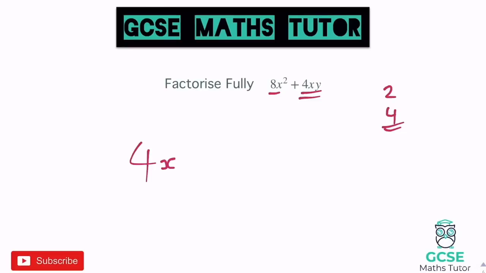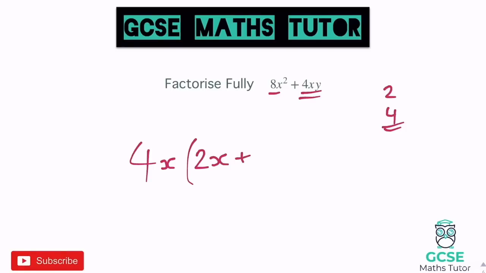So we've got 4x on the outside, they both divide by 4 and they both divide by x. So open up the bracket. To get from 4 to 8 we need a 2, and to make sure we get up to an x squared we're going to need another x in there as well.